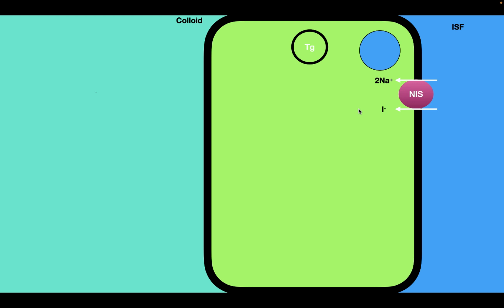Once the iodide is in the cytosol, the iodide has to be transported across the apical membrane into the colloid. And in order to do that, the follicular cell uses pendrin. Pendrin is an anion exchanger, and what it does is it exchanges one iodide, which moves the iodide into the colloid, for another anion. So pendrin allows the iodide to move into the colloid. And once iodide is in the colloid, iodide can be processed more and then used to form thyroid hormone.